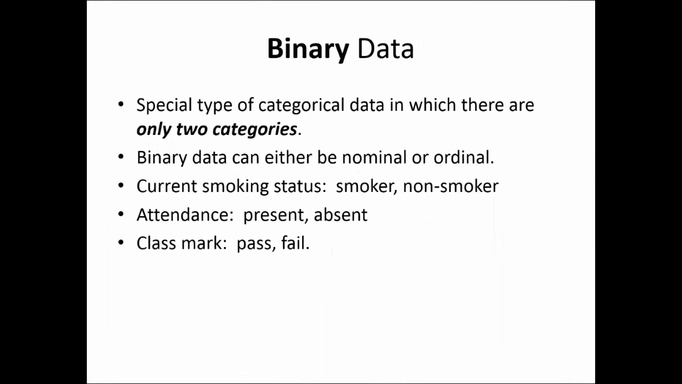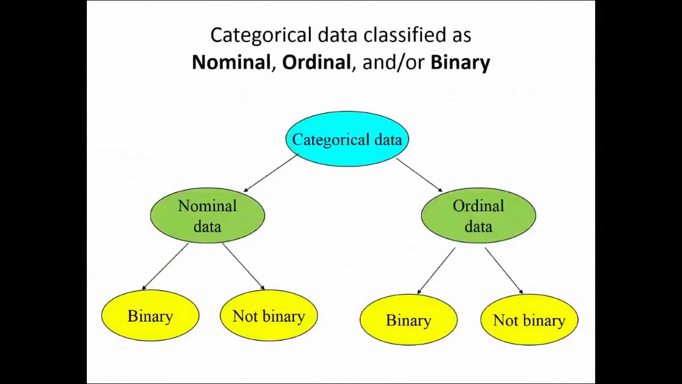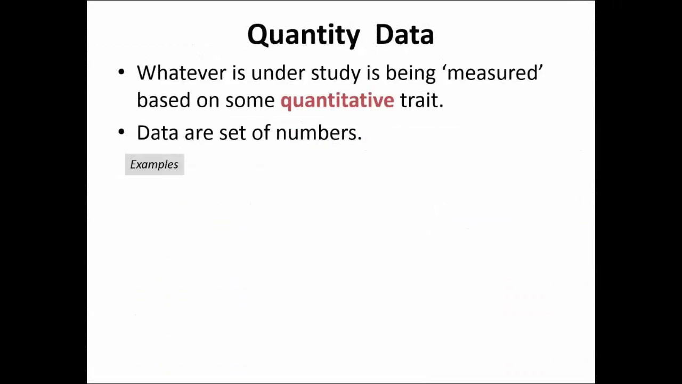Binary data is very specific, where you only have two possible outcomes. So it's either this or that, pass or fail. Current smoking status, where you're dividing it into two groups. Currently, they're either a non-smoker or a smoker. So this just gives you an idea that even when you think of categorical data, there can be different types in that categorical data, and these are treated differently in statistics.